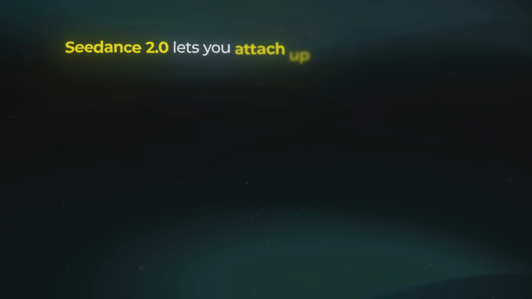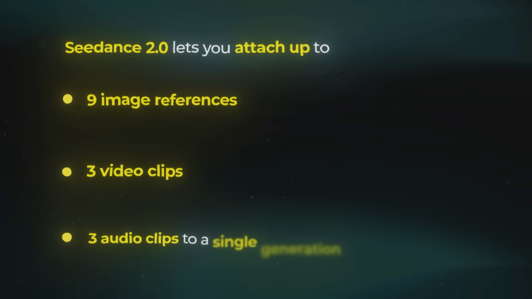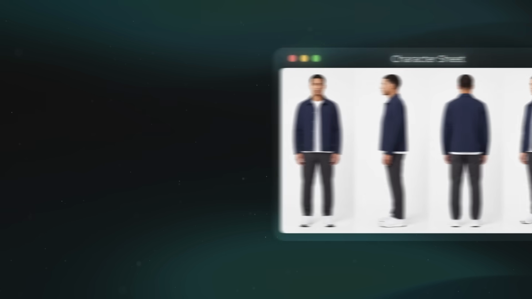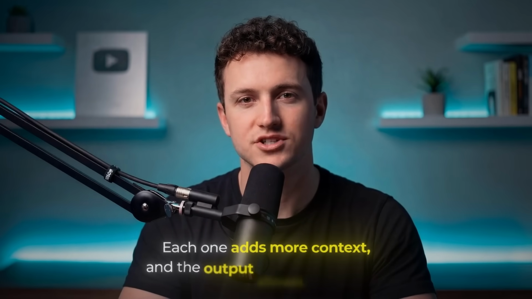Seedance 2.0 lets you attach up to 9 image references, 3 video clips, and 3 audio clips to a single generation. A lot of people upload one image and stop there. The more relevant references you give the model, the more it has to anchor to and the less it has to guess. If you have a character sheet, a key visual of the scene, and a separate location image, all 3 can go into the reference panel at once. Each one adds more context, and the output shows that clearly.